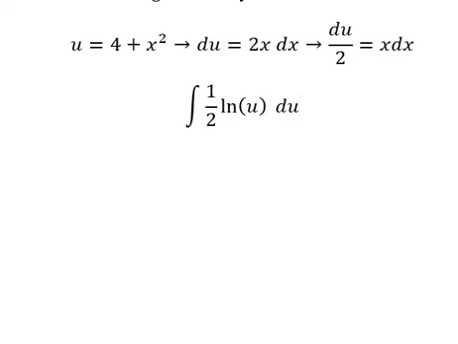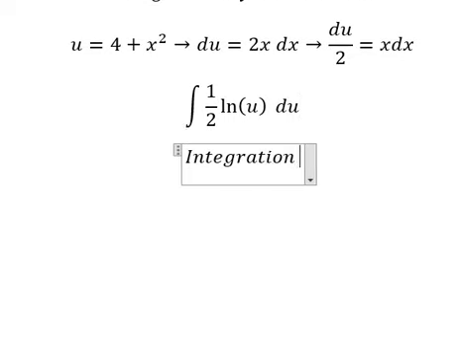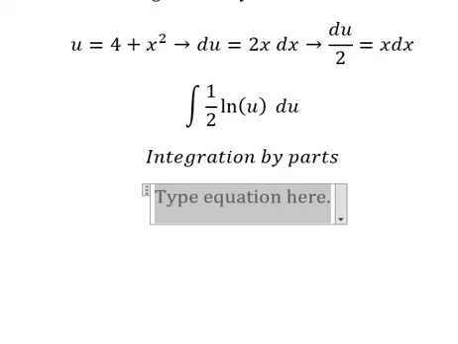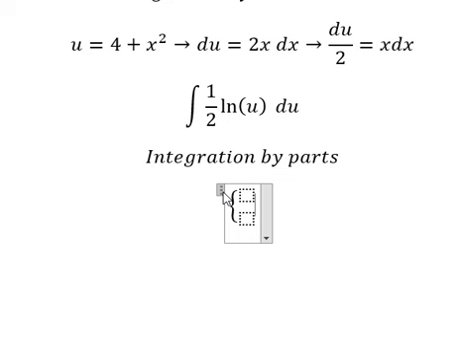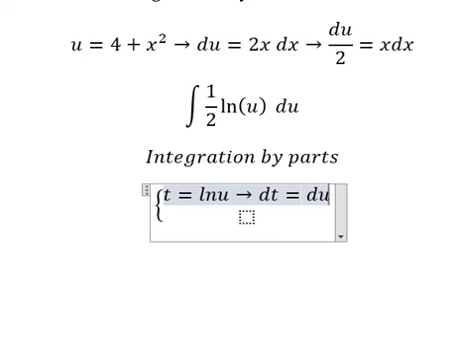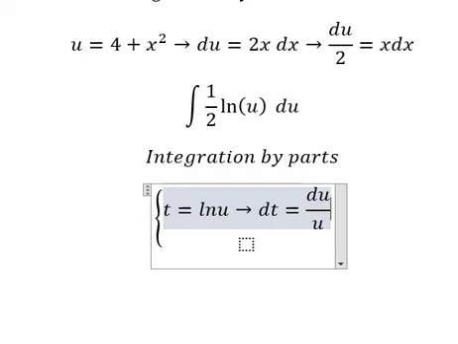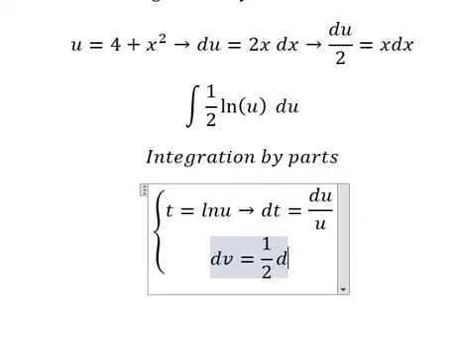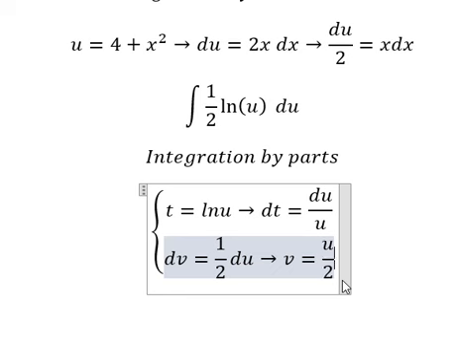Next, we can use integration by parts. So I will put t equals ln u. After that, we first take the derivative of both sides, and we have dt equals du over u. For dv, we have 1 over 2 du. The integration of this one, we have v equal to u over 2.